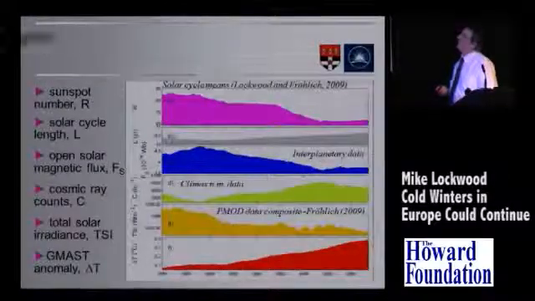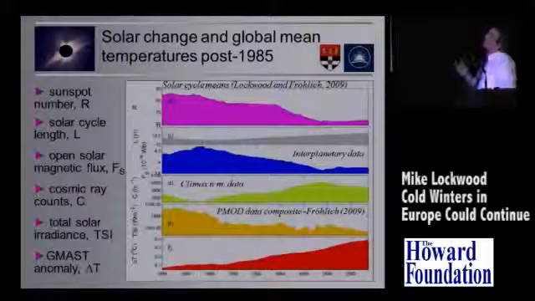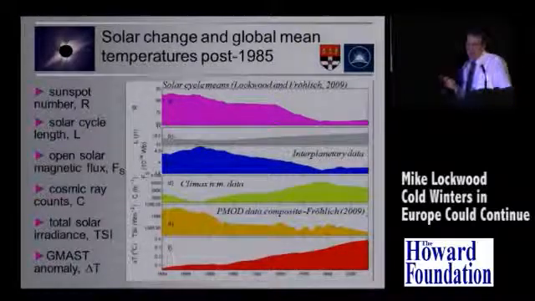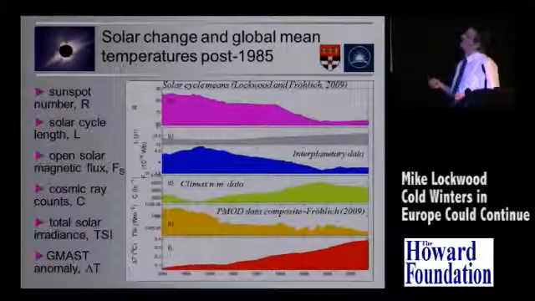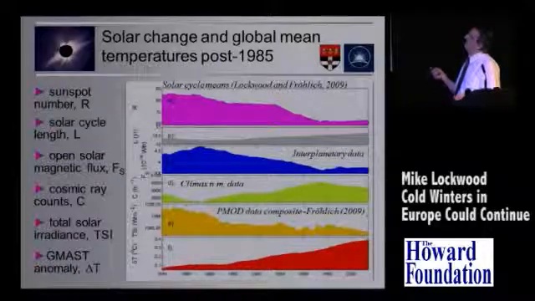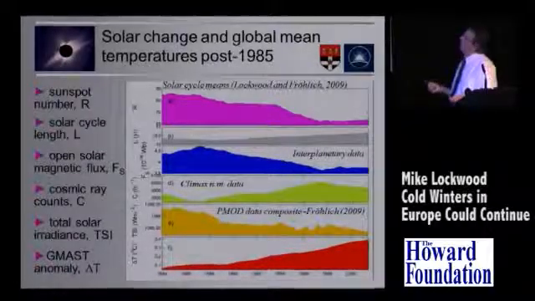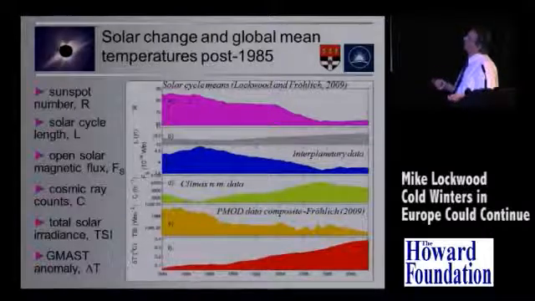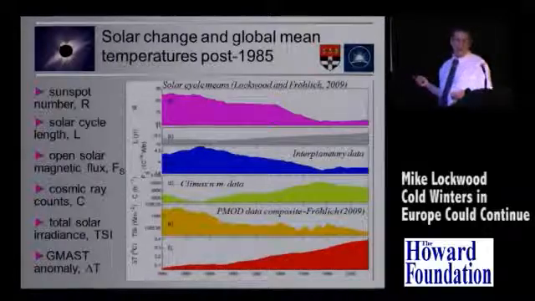But then we have to have a look at what's happened since 1985. The sunspot number has fallen, and the recent very low solar minimum is just part of that progression. The length of the cycles have increased. The magnetic field of the sun, this is based on satellite data instead of geomagnetic activity data now, has fallen. The cosmic ray flux has recovered. The irradiance has fallen, and yet the temperatures have continued to march upwards.